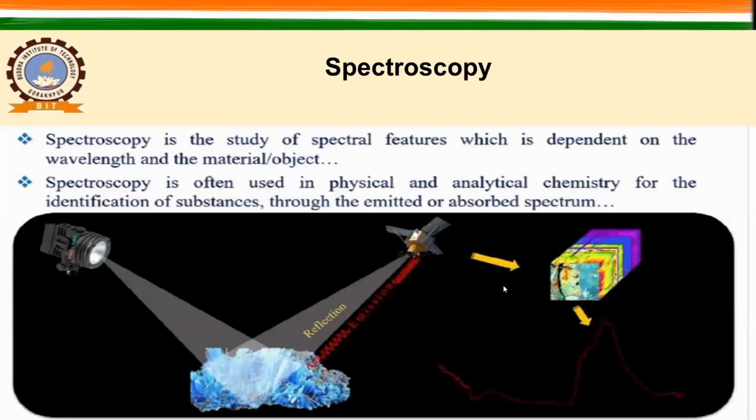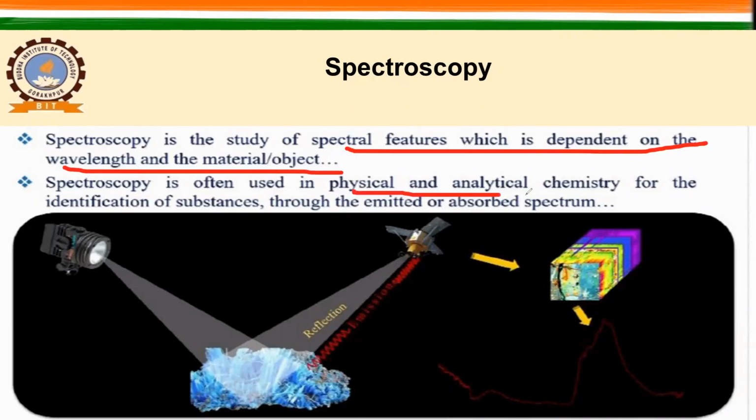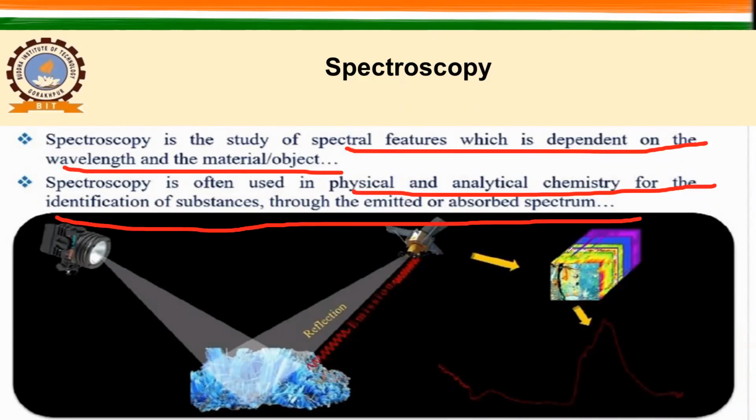स्पेक्ट्रोस्कोपी से आप exactly क्या समझते हो? तो स्पेक्ट्रोस्कोपी जो है, it is the study of the spectral feature which is dependent on the wavelength and the material, right? So it can be object also. Spectroscopy is often used in the physical and analytical chemistry for the identification of the substance through the emitted or absorbed spectrum. ठीक है, तो स्पेक्ट्रोस्कोपी में बेसिकली आप ये देखिए, it is the study of spectral feature which is dependent on the wavelength and the material object.